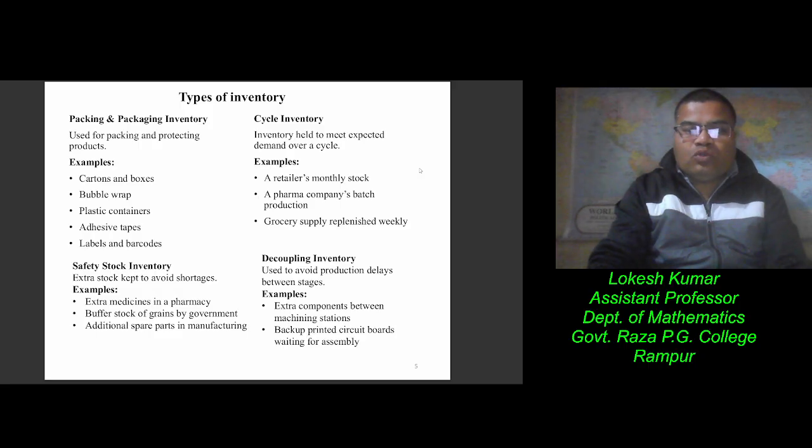Decoupling inventory. They are used to avoid production delays between stages. Example, extra components between machining stations, backup printed circuit boards waiting for assembly.